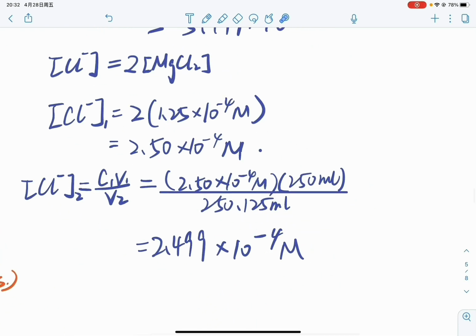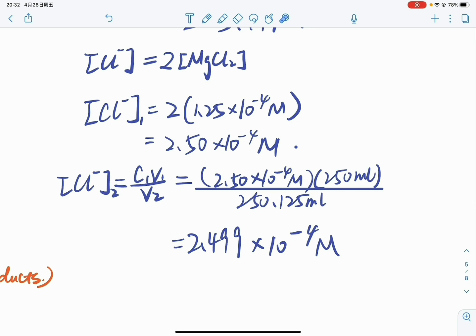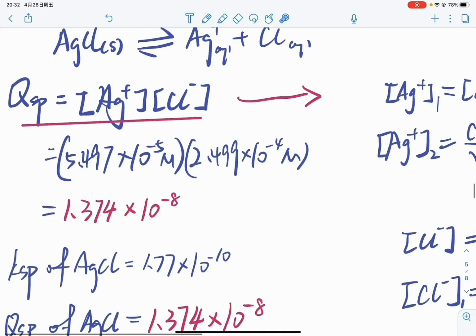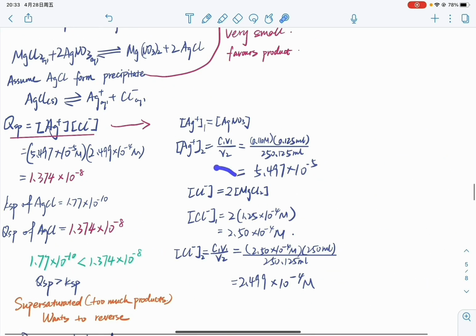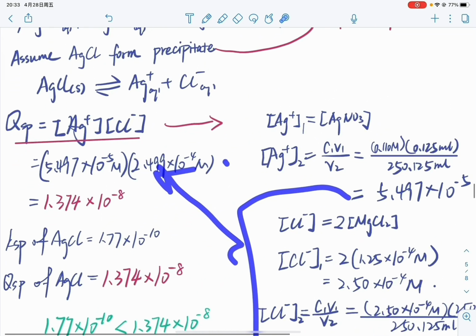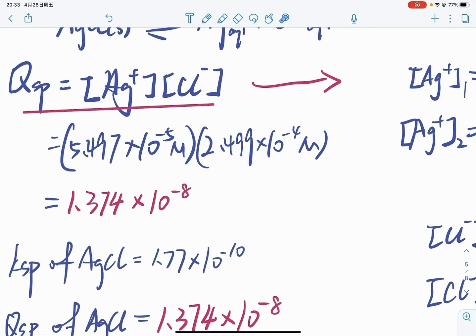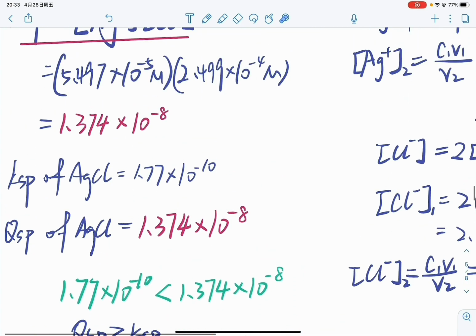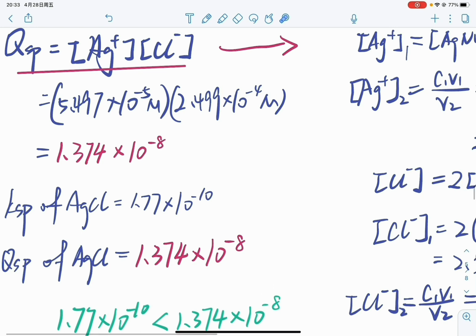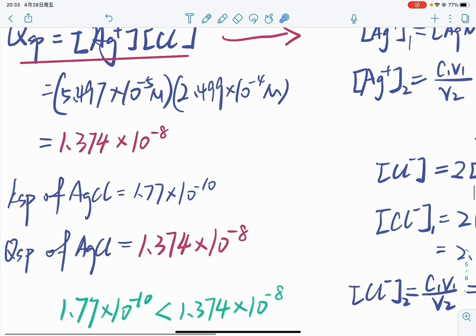And also we have to use the dilution equation to put the initial concentration, the initial volume and the diluted volume into it, and we get our concentration of Cl minus after dilution is 2.499 times 10 to the power of -4 mole per liter. So we just simply put those concentrations into our equation to calculate the QSP, which is 1.374 times 10 to the power of -8. And also our KSP for AgCl is 1.77 times 10 to the power of -10.